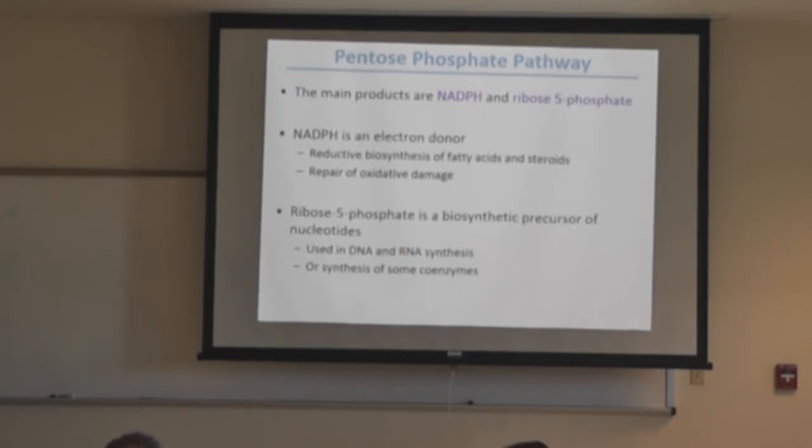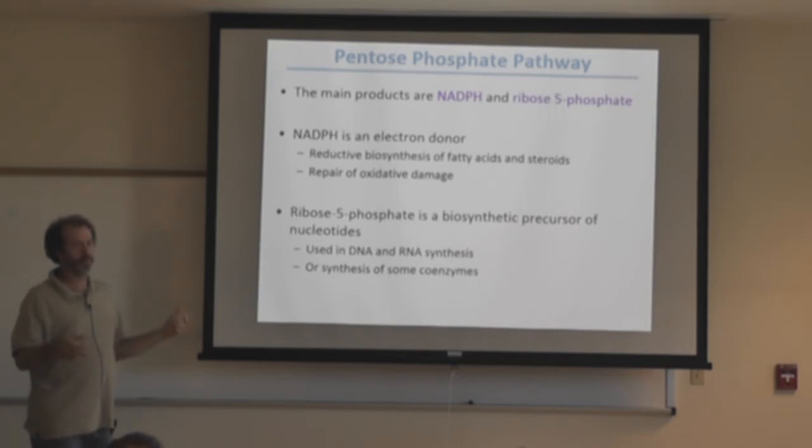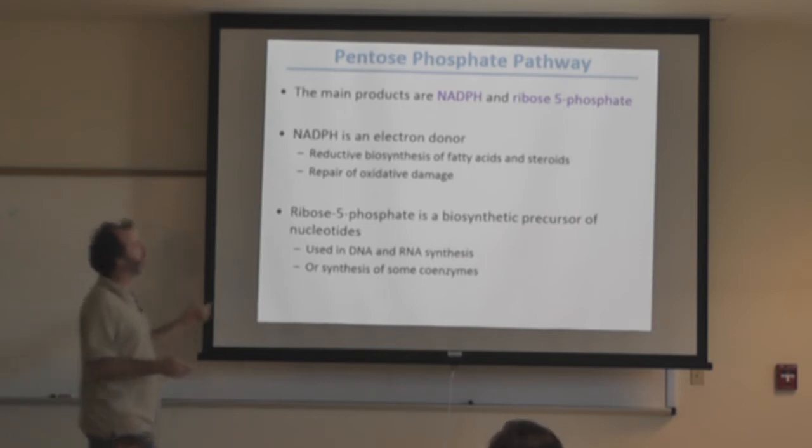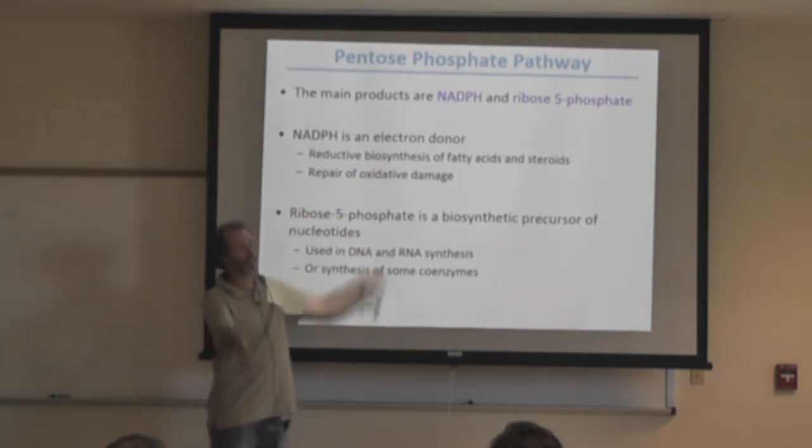And then ribose 5-phosphate will then be used to make nucleotides and coenzymes and DNA and RNA, etc. So the main products of the pentose phosphate pathway are NADPH and ribose 5-phosphate. What do you think the difference is between NADH and NADPH? Phosphate. Yeah, one phosphate group. But they have big differences in where they're used in the cells. What's NADPH used for? It's used for anabolism, so it's used for biosynthesis.